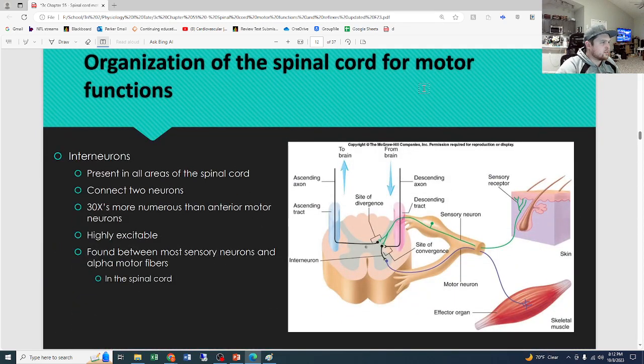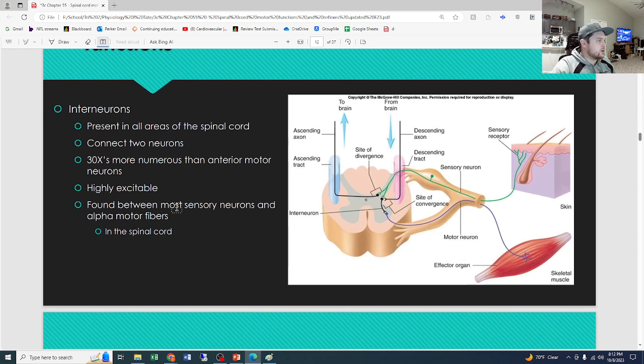Talking about the organization of the spinal cord for the motor functions, we have interneurons. They're present in all areas of the spinal cord. They connect to neurons. There's 30 times more numerous than anterior motor neurons. So there's a crap ton of interneurons. Okay. They're very highly excitable, and they're found between most sensory neurons and alpha motor fibers in the spinal cord.